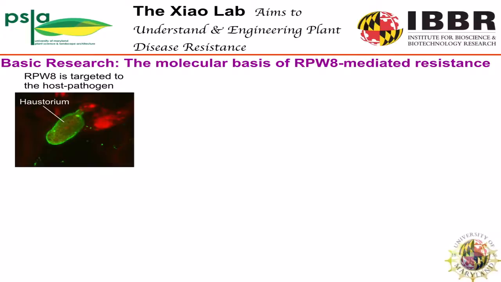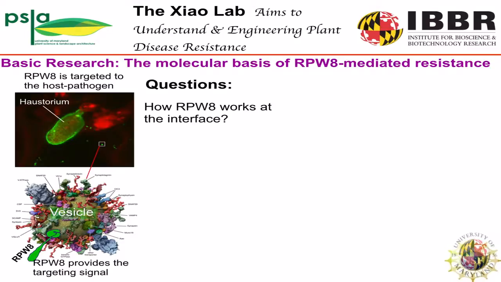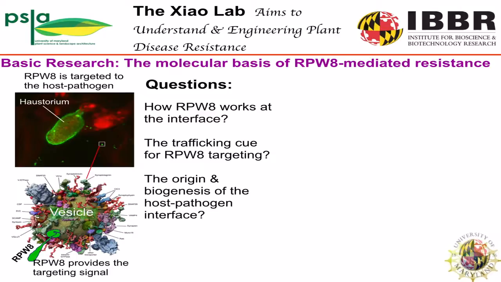The identification of RPW8 as a molecular missile for antifungal immunity in plants opens up several exciting new questions for future research. How does RPW8 activate defense at the interface? What's the trafficking cue from the EHM that directs RPW8 vesicles to the EHM? How does the EHM originate? Is it from invagination of the host plasma membrane or de novo synthesized?